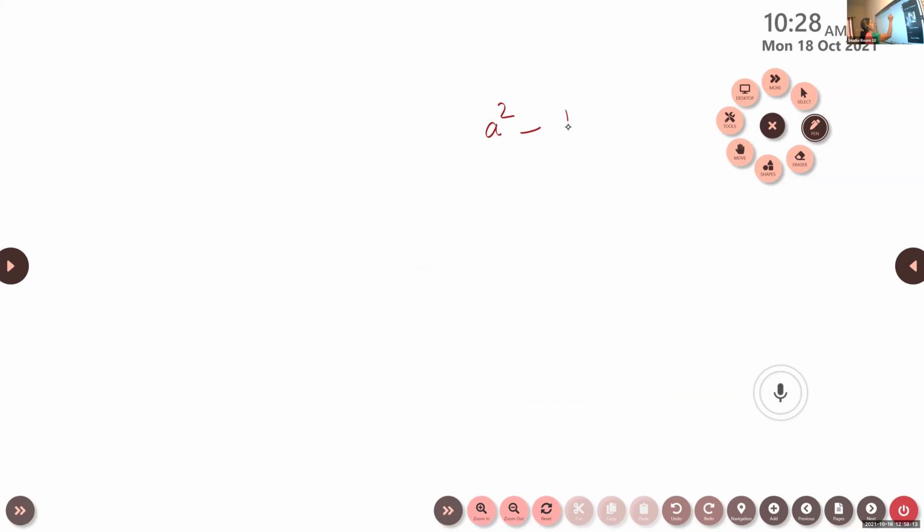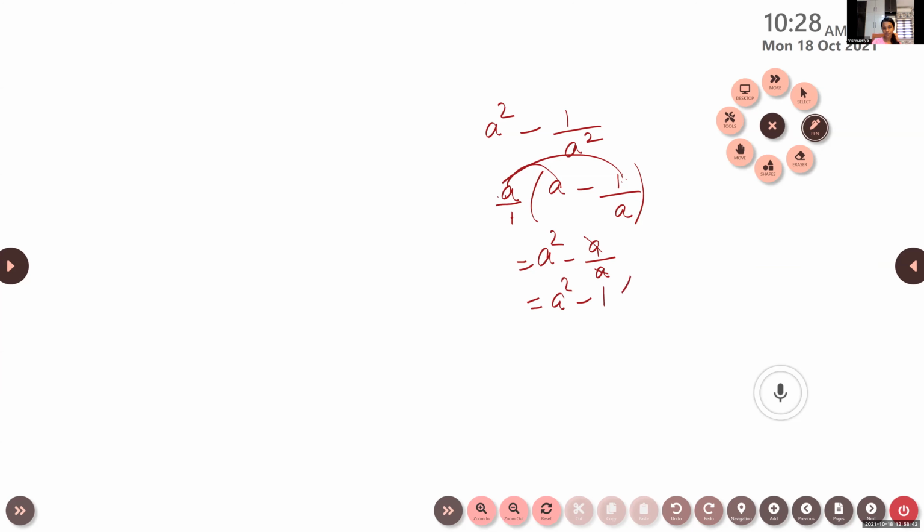If it is a square minus 1 by a square, can we take it like this? Are you asking like this? Yes, ma'am. This is not possible. See, check when you multiply this, what you will get. When you open the bracket once again, a square minus a by a. When we multiply, this is in the numerator. We will multiply numerator with numerator and denominator with the denominator. So it will be same as a square minus 1. Okay, so it will not work out. That is wrong.